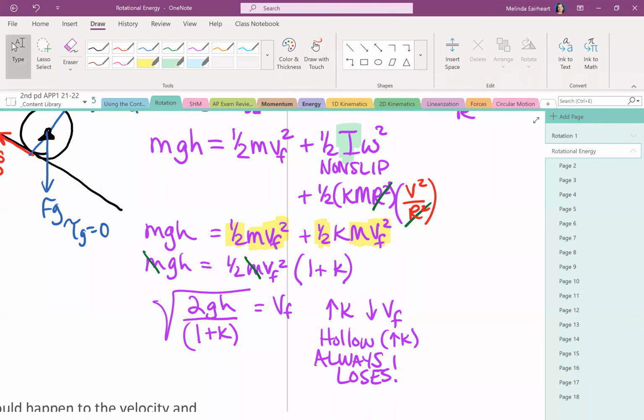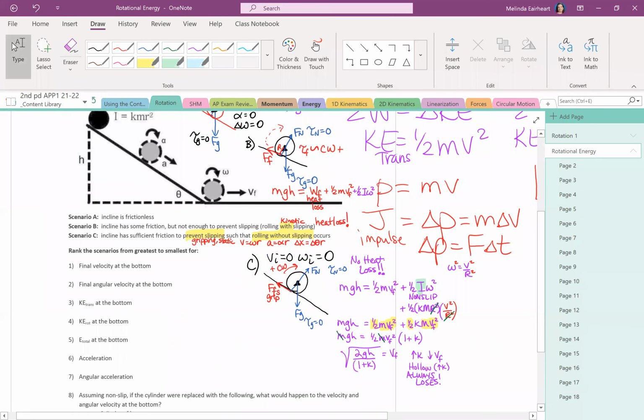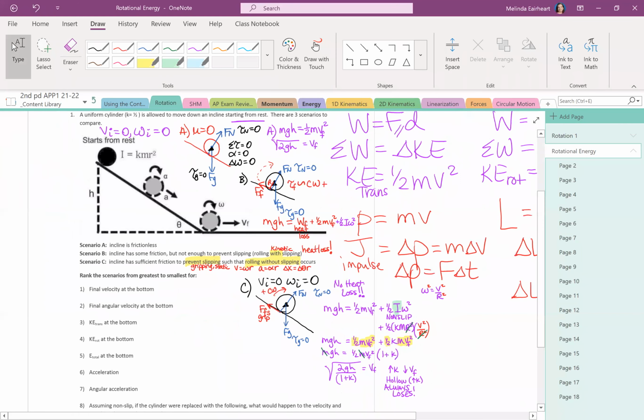Okay. We got force diagrams for all three. We got energy statements for all three. I believe we should be able to do some rankings. Who's going to have the greatest final velocity at the bottom? Well, who puts more energy into that 1/2 mv squared term? In other words, who doesn't put energy in other buckets? The frictionless, A. So A is going to be greater than, who would come next? B?